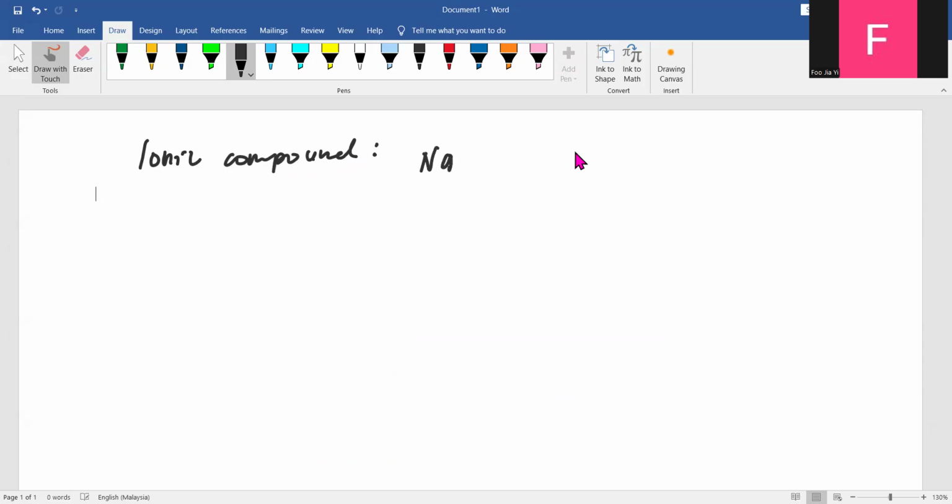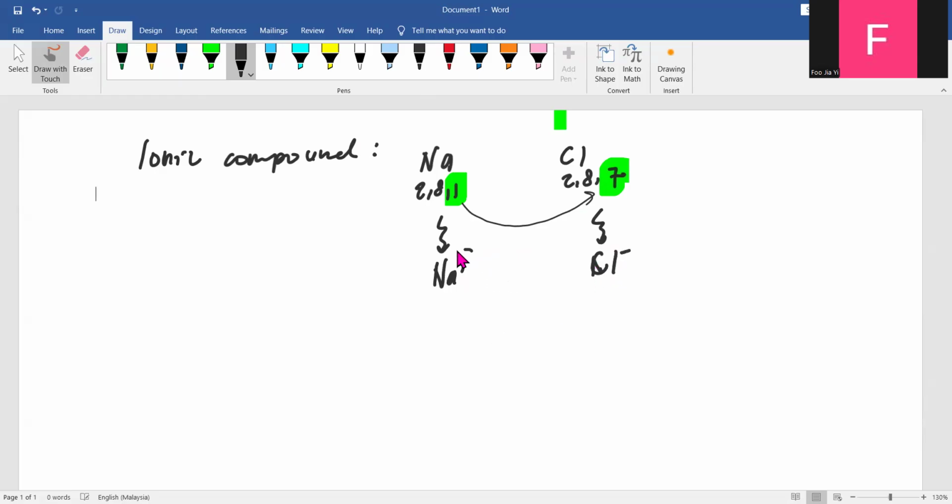So it has to be a metal and a non-metal, right? So let's say sodium is 2,8,1, chlorine is 2,8,7. Sodium wants to get rid of that one electron. Chlorine wants to gain one more electron. So they will do an electron transfer. What's going to happen? Sodium will become sodium ion. Chlorine will become chloride ion. What do the two ions do? They combine with electrostatic forces of attraction. They will be attracted by electrostatic forces of attraction and they will form the ionic compound sodium chloride.